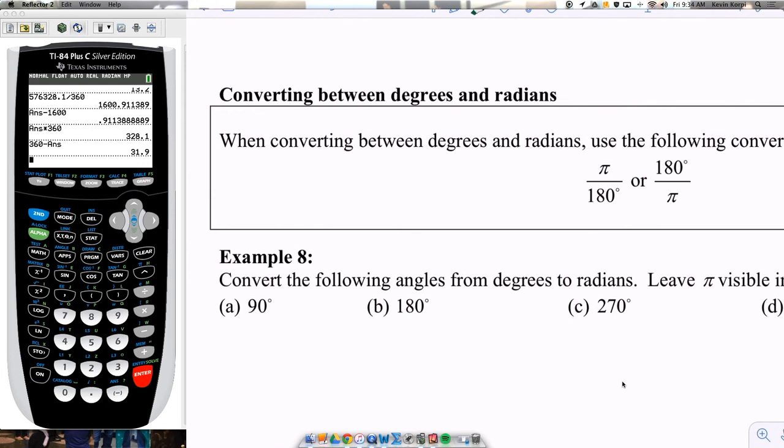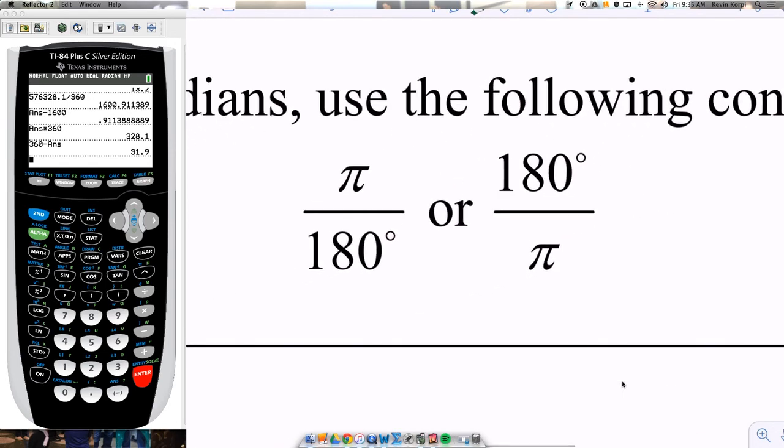When converting between degrees and radians or radians and degrees, you're going to use one of these two conversion factors. These are equivalent to one, they're not equal to one. Now, because radians are unitless, are you going to lose points if you don't write rad after pi? No. Okay. Are you going to lose points if you don't put the degree symbol after degrees? Yes. Okay. So pi over 180 or 180 over pi. Those are the two conversion factors, depending on which way you want to go.